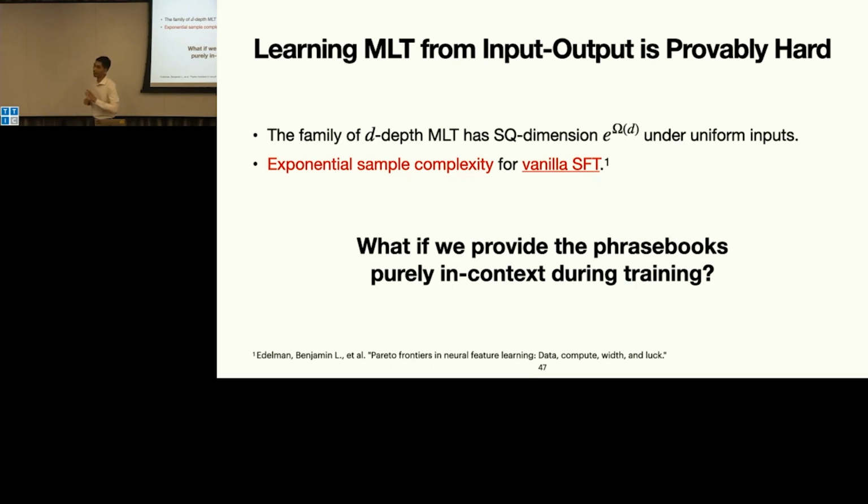We'll describe later that we can change the phrase books and whatnot. So the question then is, given that it's difficult to learn the parameters of that task, what if we simply provide those phrase books purely in context during training? Does the model learn to utilize them, how can the model learn to utilize them, and does the model learn to verbatim memorize? That is the question that we are going to ask.